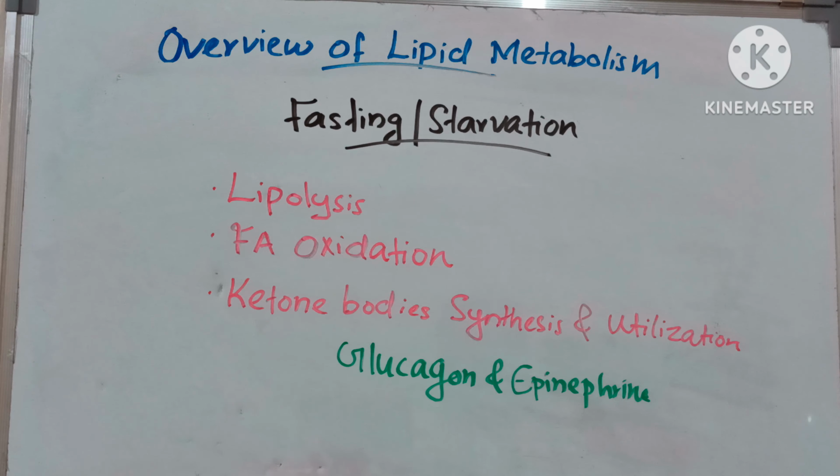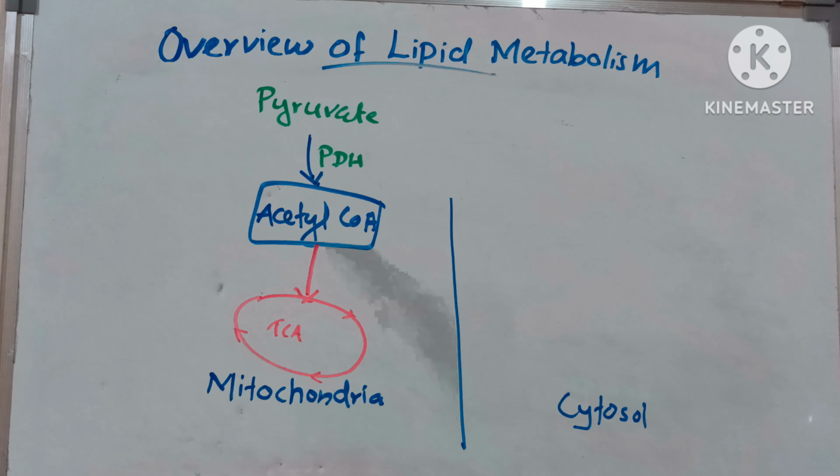In fasting and starvation, the first is lipolysis, that is triacylglycerol breakdown, and fatty acid oxidation, which is in mitochondria. Ketone bodies synthesis and utilization are also in mitochondria. These are the major pathways in fasting and starvation. This is regulated by the hormones glucagon and epinephrine.